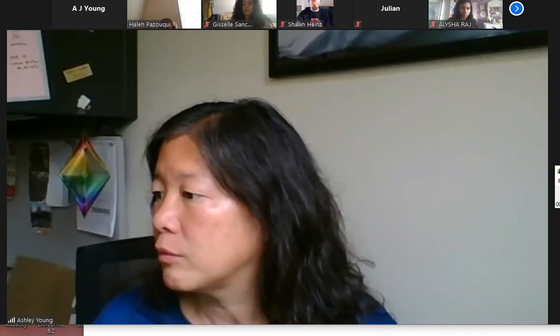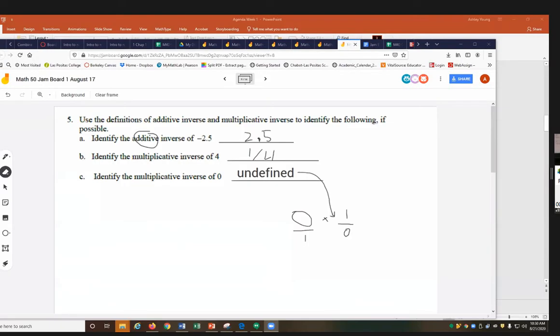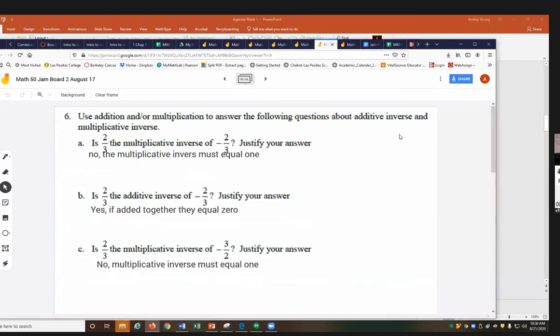Next we have group 2 on number 6. Group 2, go ahead. For the first one, A, we got no, because the multiplicative inverse must equal 1. Yep, perfect. You multiply those, you do not get 1. You get like negative 4/9. Great. For B, I put yes, because they equal 0, and the additive inverse of any positive number will be the negative of that same number, and the additive inverse of any negative number will be positive.